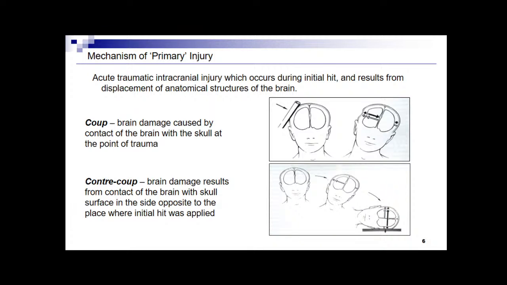So there are two mechanisms of primary damage. Coup is brain damage caused by contact of the brain with the skull at the point of the trauma. And contrecoup: brain damage results from contact of the brain with the skull surface at the site opposite to the place where the initial hit was applied.